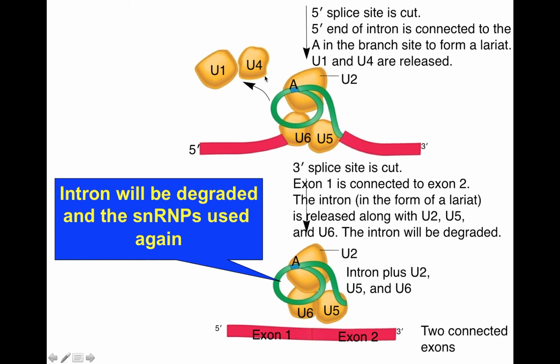The 5' splice site is cut first, and the 5' end of the intron is connected to the A at the branch site to form a lariat. We saw the biochemistry of that in the previous slides. Some of the ribonucleoprotein particles are released, and then the 3' splice site is cut. Exon 1 is connected to exon 2, and the intron is released and subsequently degraded.